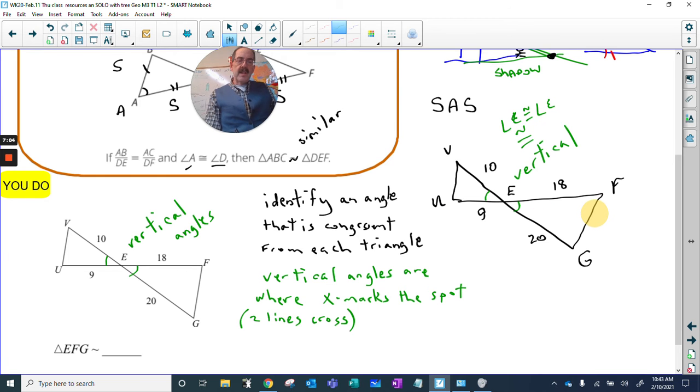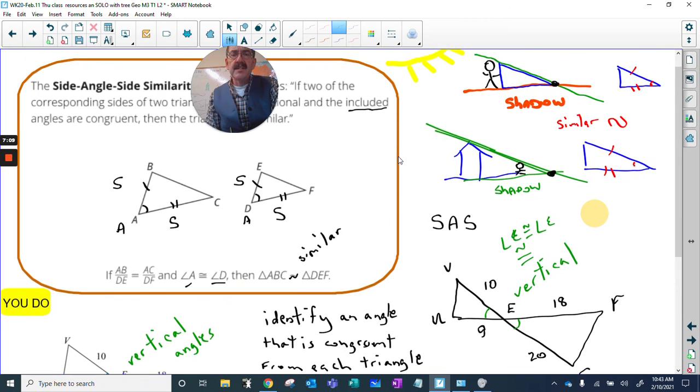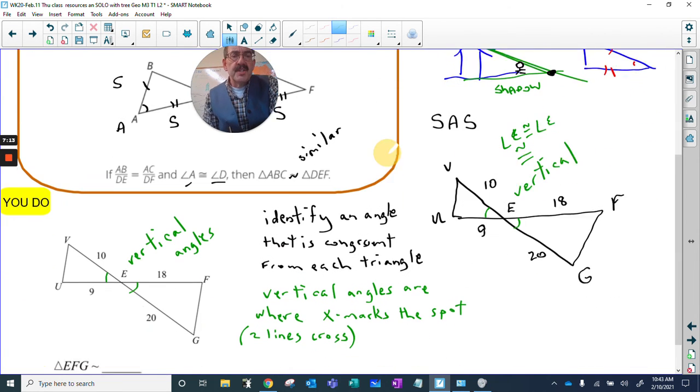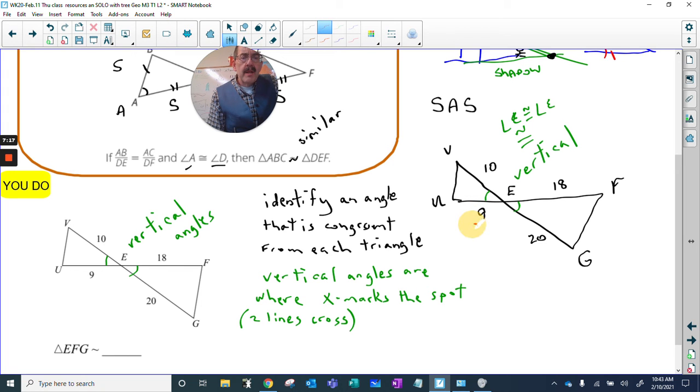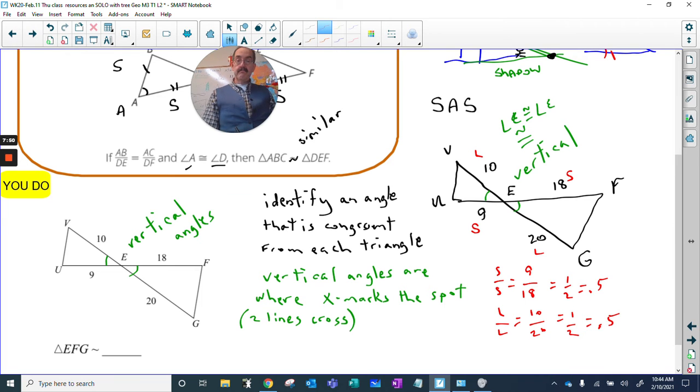Now we've got to line this up with proportions. The key to success is proportions. So let's check it out. First thing we've got to know is what corresponds to what? The short to the short, long to long. So let's do the math. Short, short. 9 goes to 18. Long, long. 10 goes to 20. You see how that's 1/2, or 0.5? Cool. We have the same proportion, we have the same proportion, and we have an angle. So we have side, angle, side.